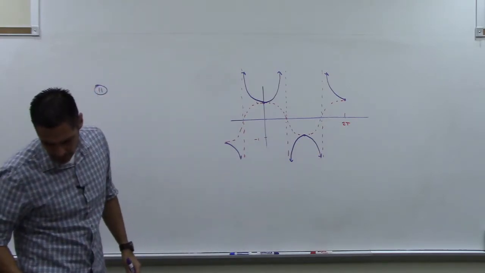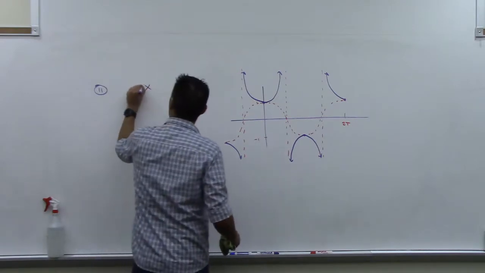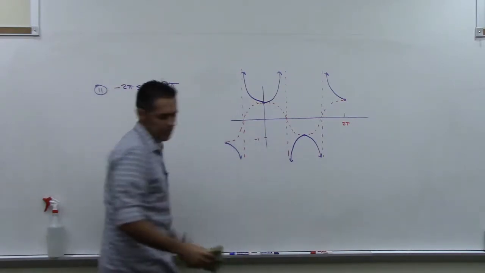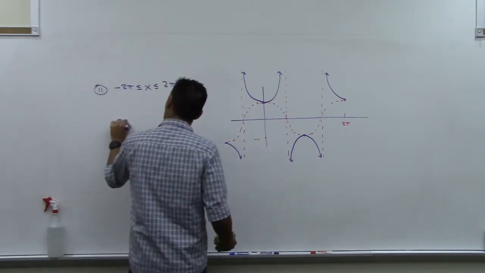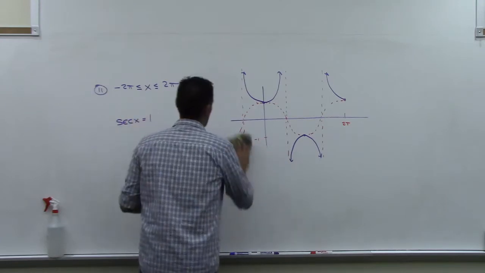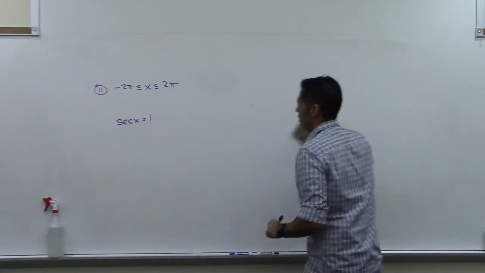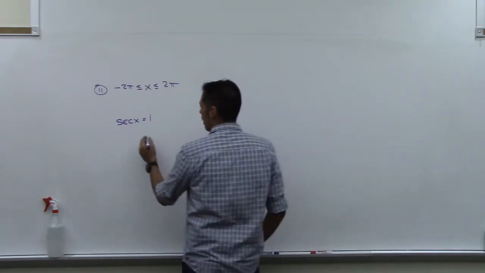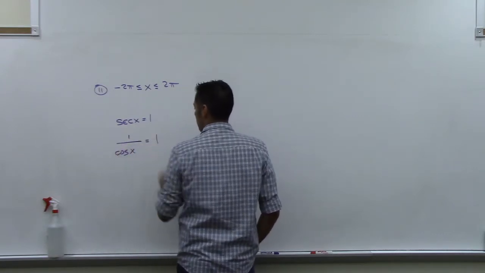For what numbers x, we want our x to be between negative 2 pi and 2 pi. For what values of x between there and there does secant x equal 1? All right, so we could graph secant, I just erased it, but oh well, we'll try it algebraically. So when does secant x equal 1? Well, this is the same as asking when is 1 over cosine x equal 1?